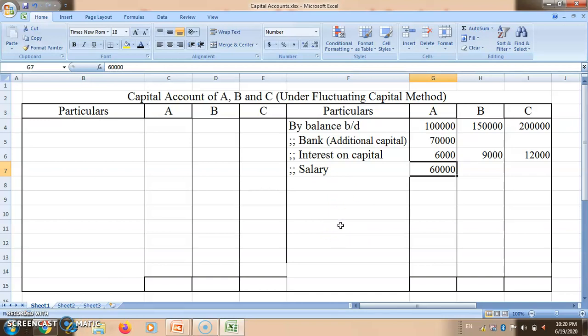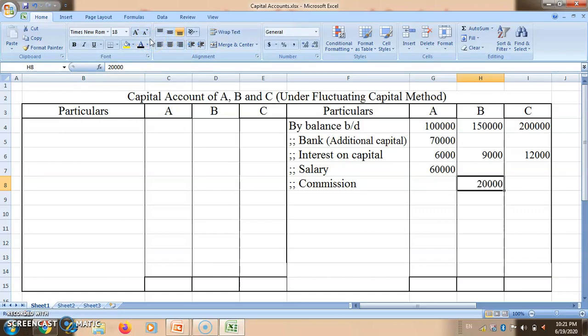Then the next sentence, what does it say? B is to get a commission. How much? 20,000. So for B, we have to show the commission. Commission will be credited. So on the credit side, "By commission", in whose column? B's column. How much? 20,000 will be shown.